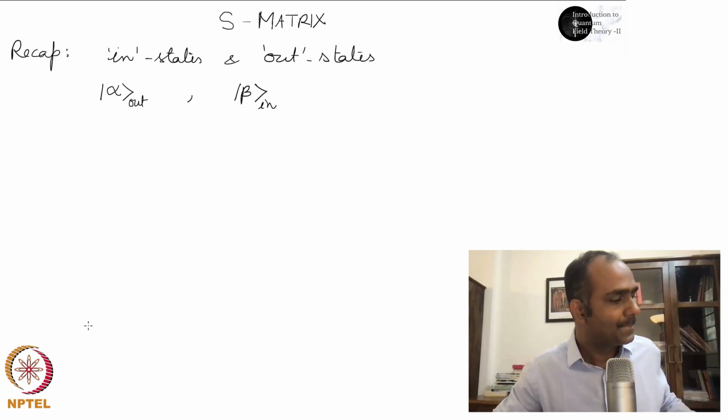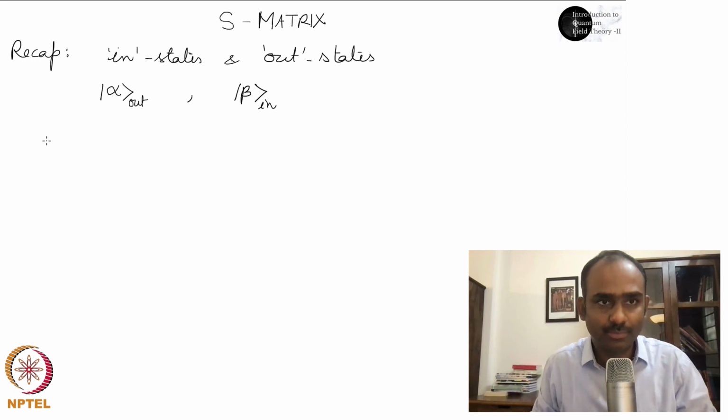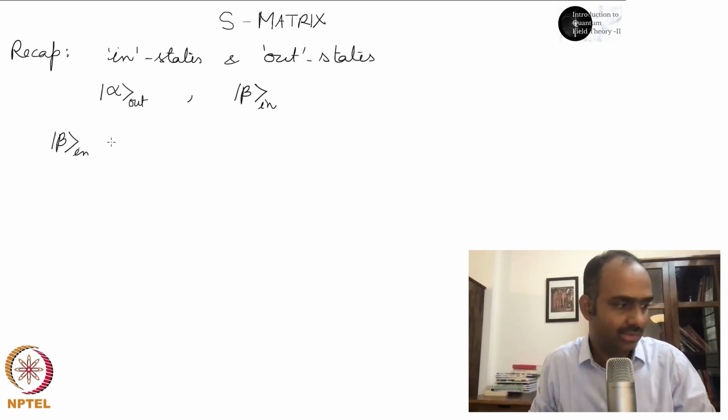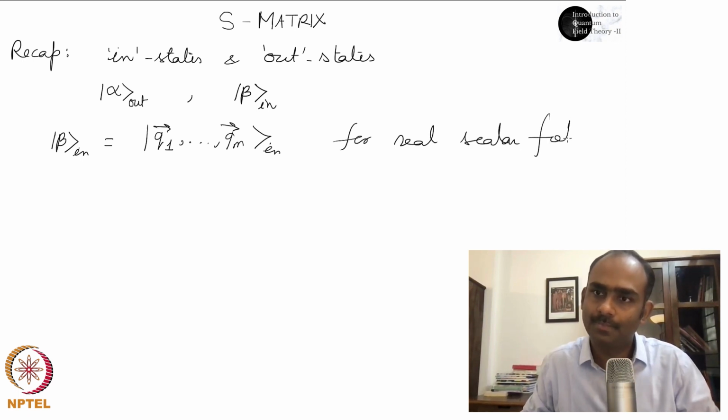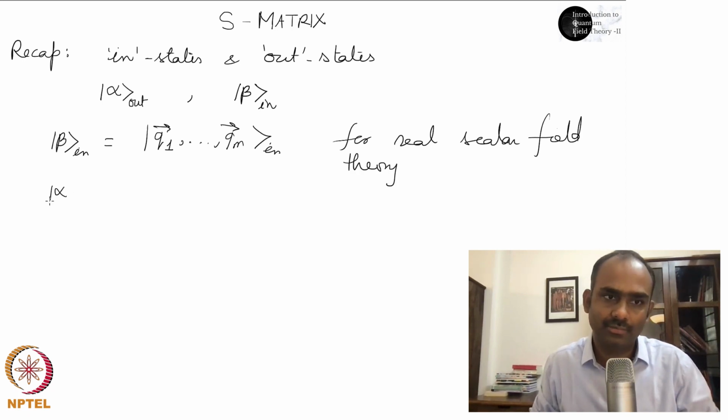And then maybe let me be more specific for the real scalar field theory case. As I wrote last time, these will be the labels for real scalar field theory, and alpha out is labeled by P1 to Pn out.